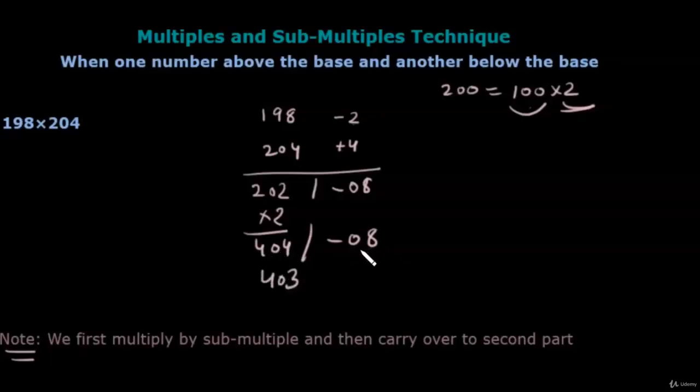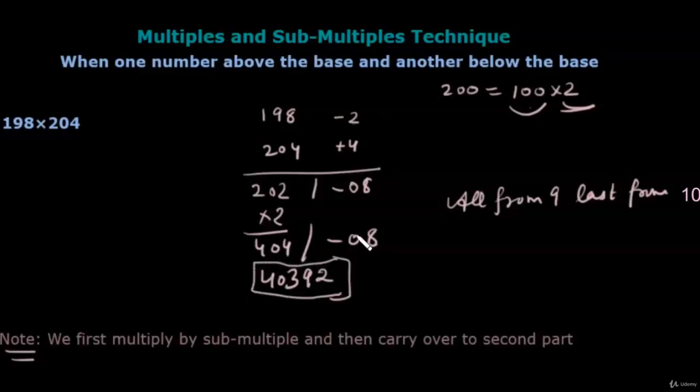Now for the second part, we will write complement of this number 08. For writing the complement of the number, we will be using the technique all from 9, last from 10. That is, we will subtract this 0 from 9, but this number last from 10. So if we subtract this 0 from 9, we get 9. And if we subtract this 8 from 10, we get 2. So 40392. This is the answer.